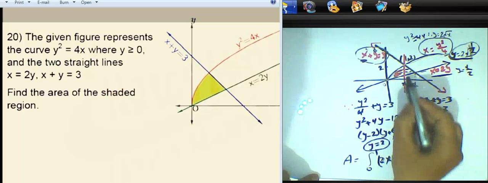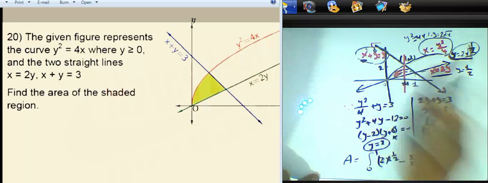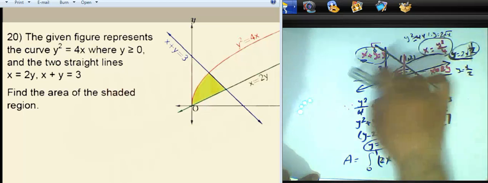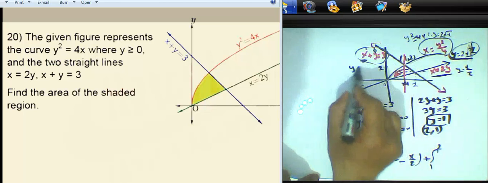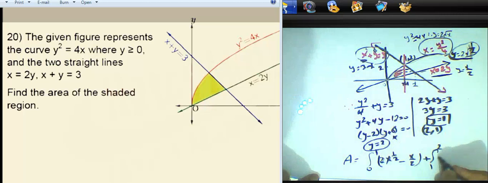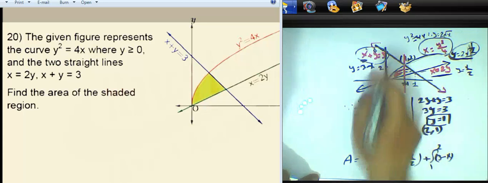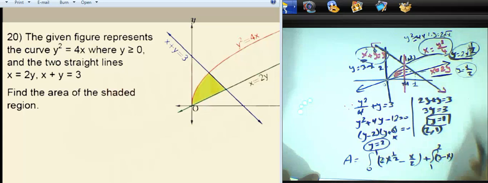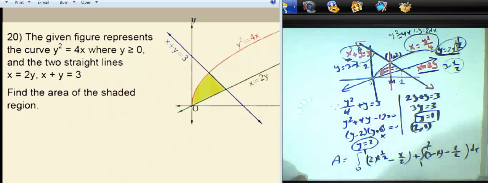Plus integration for x from 1 to 2, top subtract down. The top here is y equals 3 minus x, moving x from the left-hand side to the right-hand side, so 3 minus x is the top, and the down here is y equals x over 2, subtract x over 2, all dx. We can use a calculator to find the integration here.